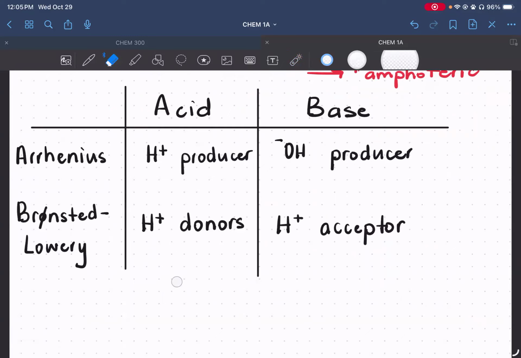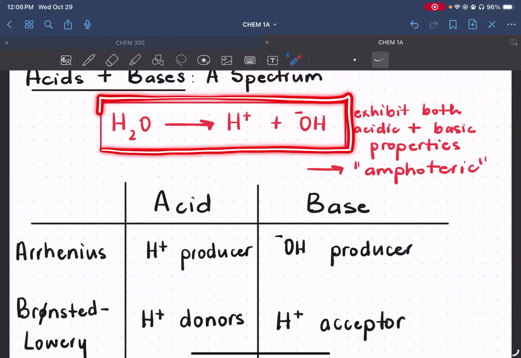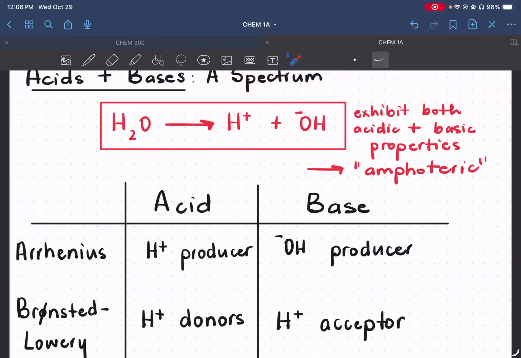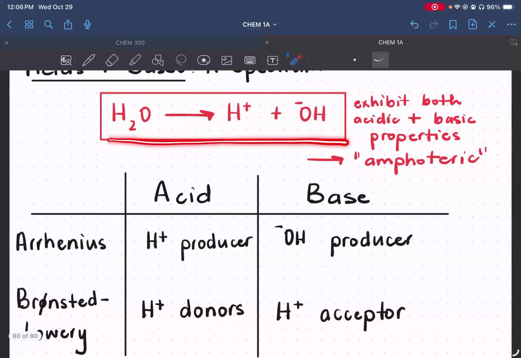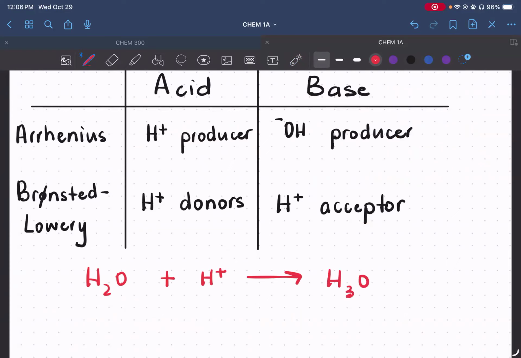So Lowry then said, well, no matter what, we know that water acts as both an acid and a base. And based on the equation we had previously drawn, we can see how it is an H plus donor. So if Brønsted and Lowry's definition was indeed accurate, they could come up with a similar reaction for H plus accepting. Here, we have the reaction between water and an H plus. When they come together, they form H3O plus.